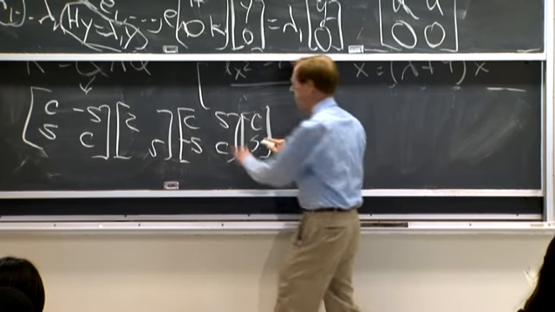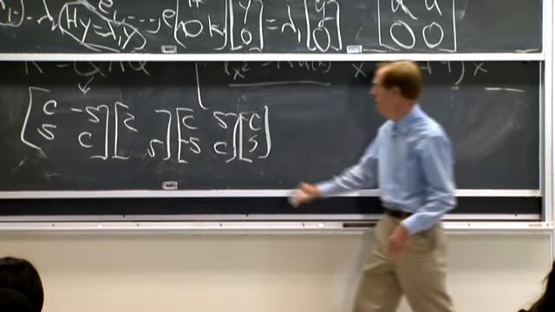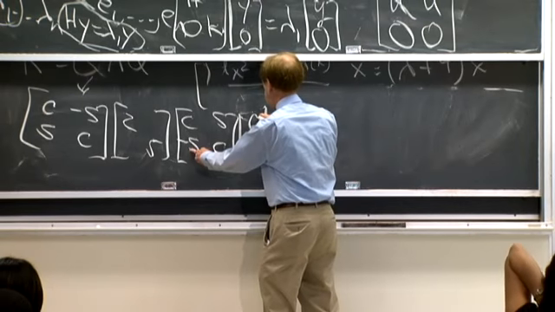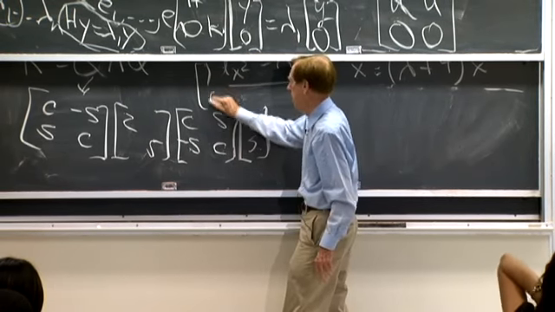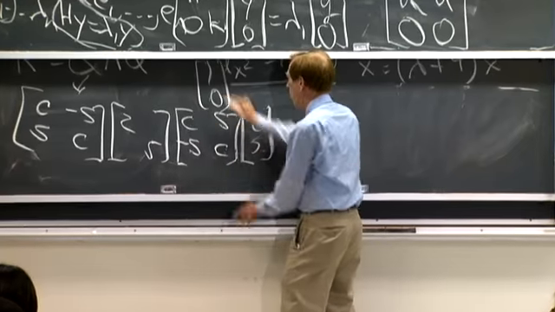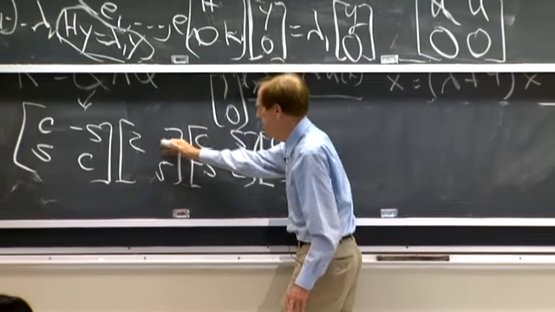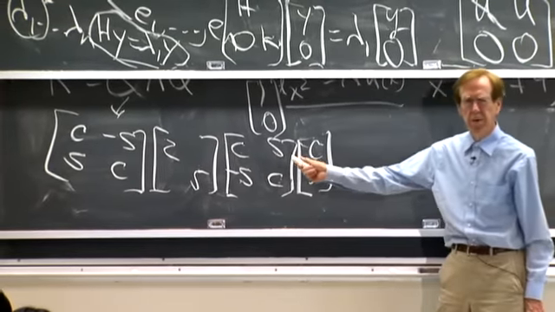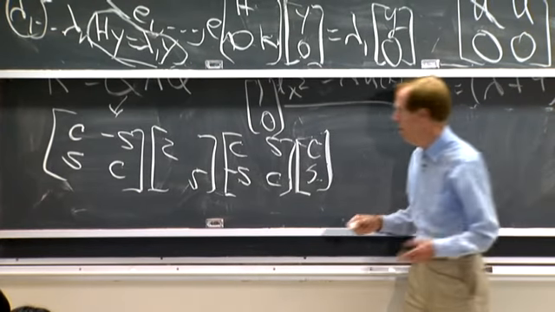C squared plus S squared is 1. And minus CS plus CS is 0. So at that point, I have 1, 0. Now comes this matrix. So what do I have after that matrix speaks up? 2, 0.